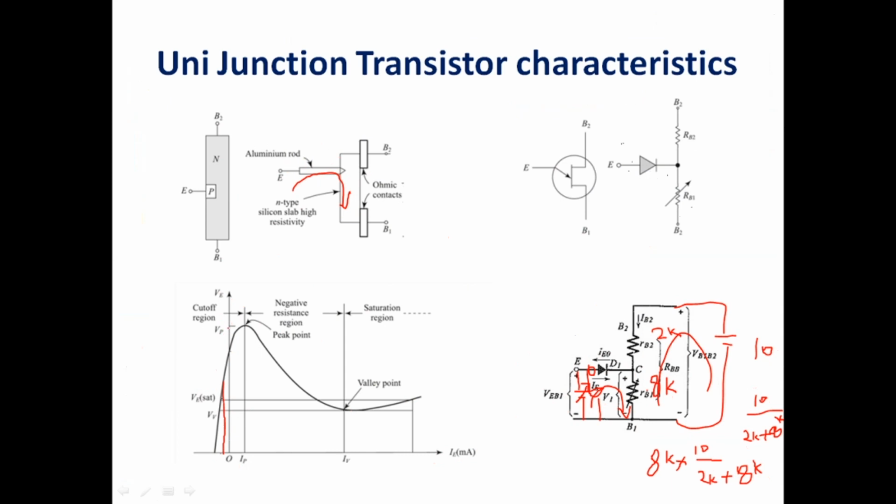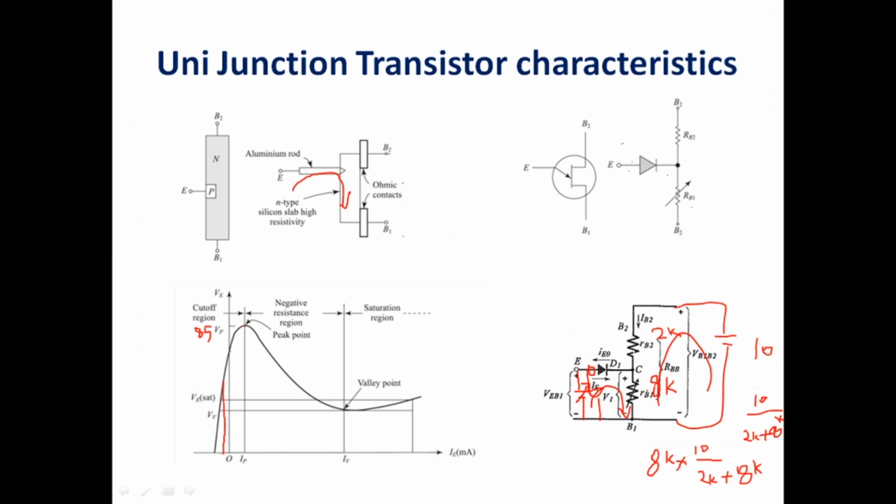Whenever the applied voltage reaches somewhere here, assume it is 8.5 volts for this setup. I will call this V peak, because at that time the UJT will turn on. What happens? The current starts increasing. As I told earlier, one good behavior here is that the current keeps increasing. As soon as current starts flowing into this lower layer, the resistivity reduces. That is the reason this region is called the negative resistance region.